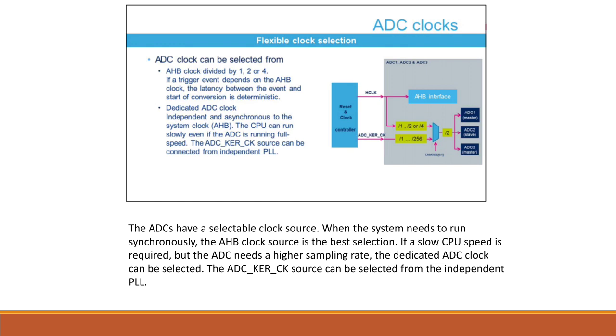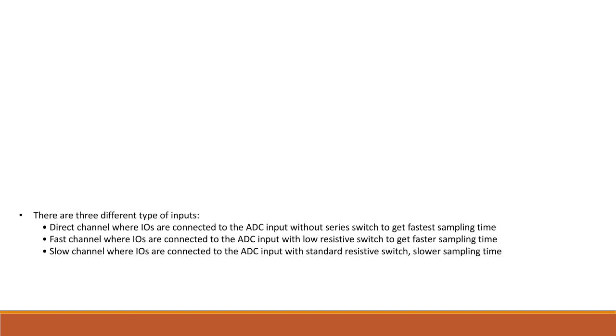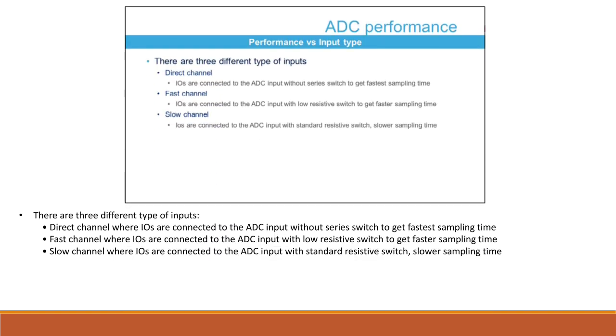So, ADC performance versus the input. There are three different types of inputs: one is the direct channel, the second is the fast channel, and the third is the slow channel. The direct channel is where IOs are connected to the ADC input without a series switch to get faster sampling time. The fast channel is where IOs are connected to the ADC input with a low resistive switch to get fast sampling time. The slow channel is where IOs are connected to the ADC input with a standard resistive switch, giving slower sampling.